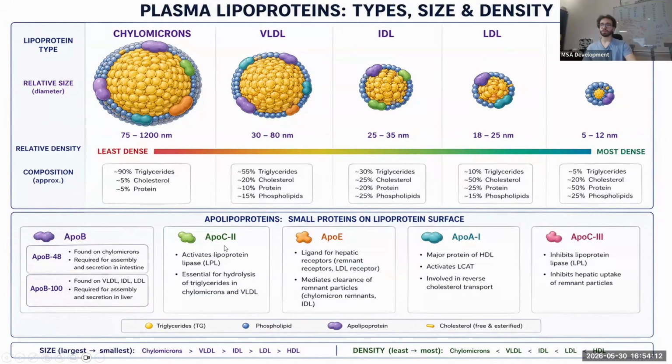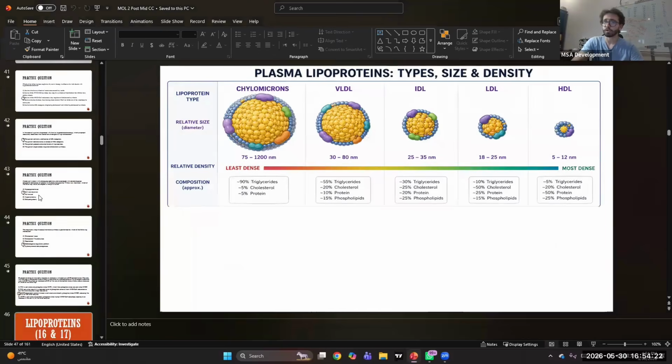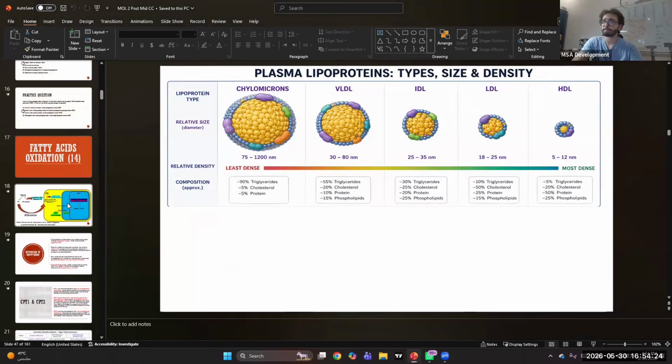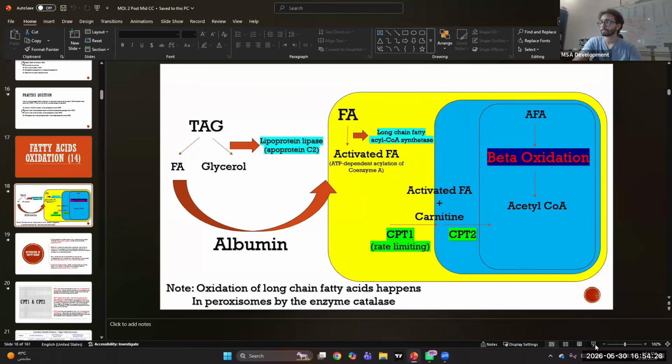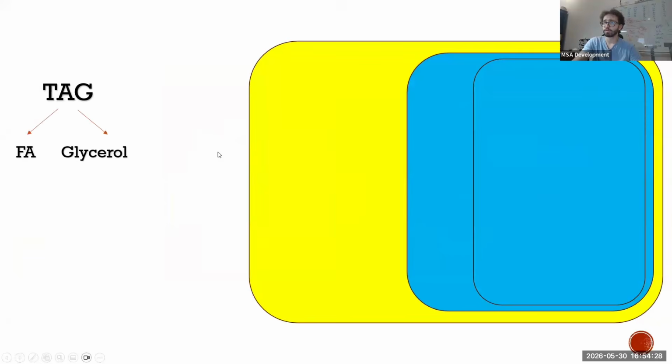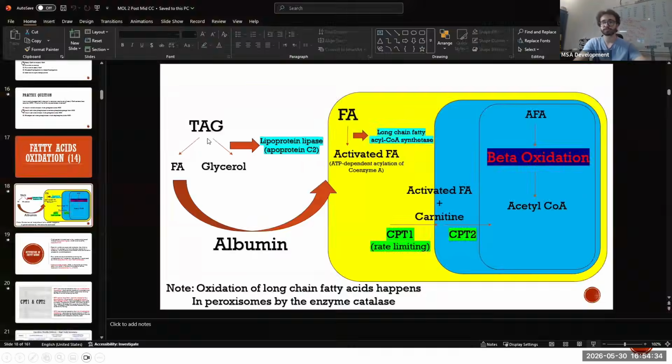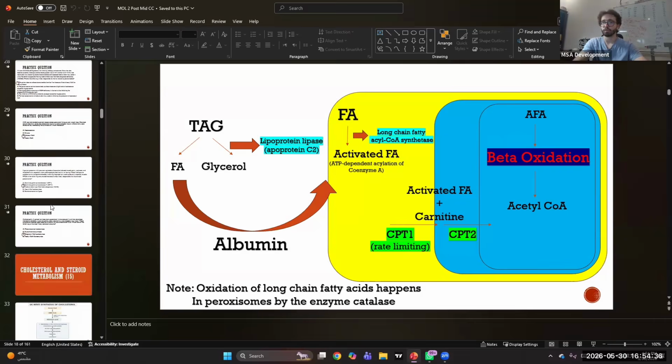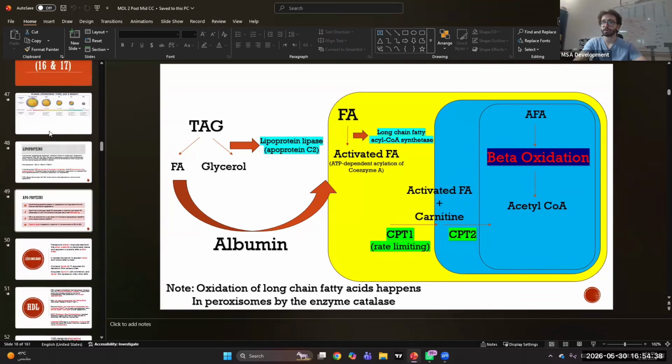We have ApoB, ApoC2. Does ApoC2 ring a bell? It does ring a bell because it activates lipoprotein lipase. You guys should know this. Well, matter of fact, I'm gonna go back because I want you guys to see it for yourself. Do you guys remember? Fatty acid oxidation, lipoprotein lipase which breaks down TAG is activated by what? By apoprotein C2. Just wanted to leave you with that. Let's go back.